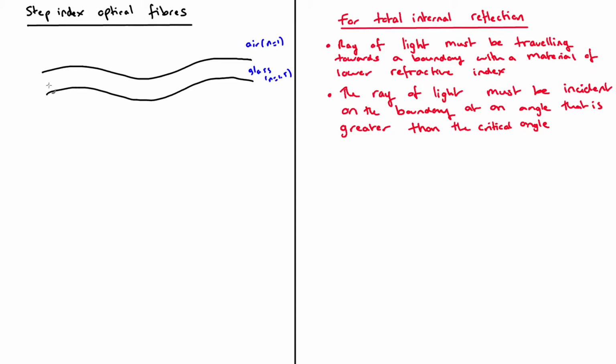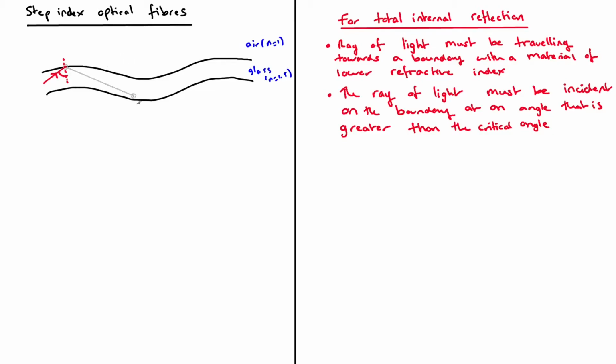So the glass here, the glass fibre, has got a higher refractive index than the air outside it. So when a ray of light enters this fibre here, if it strikes this boundary, provided the angle of incidence there, measured to a normal at that boundary, is greater than the critical angle, our ray of light will be reflected. It'll be totally internally reflected instead of being refracted out of the fibre.